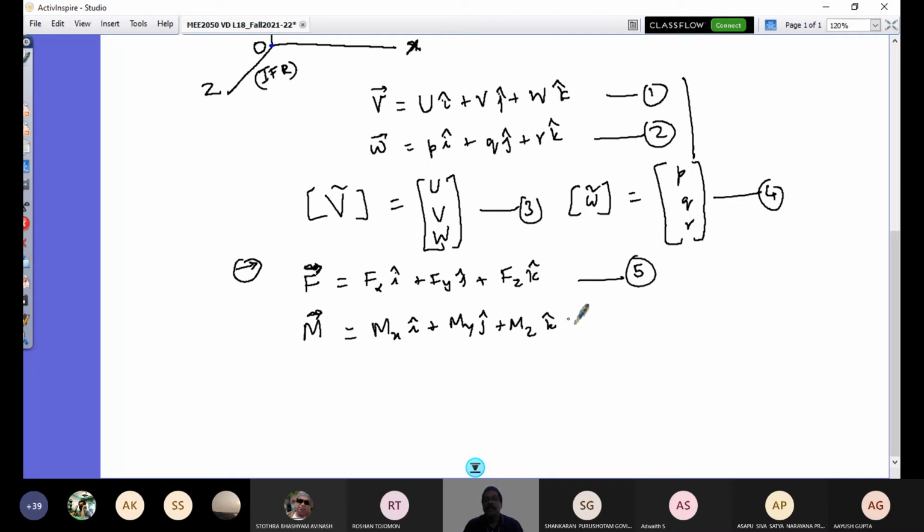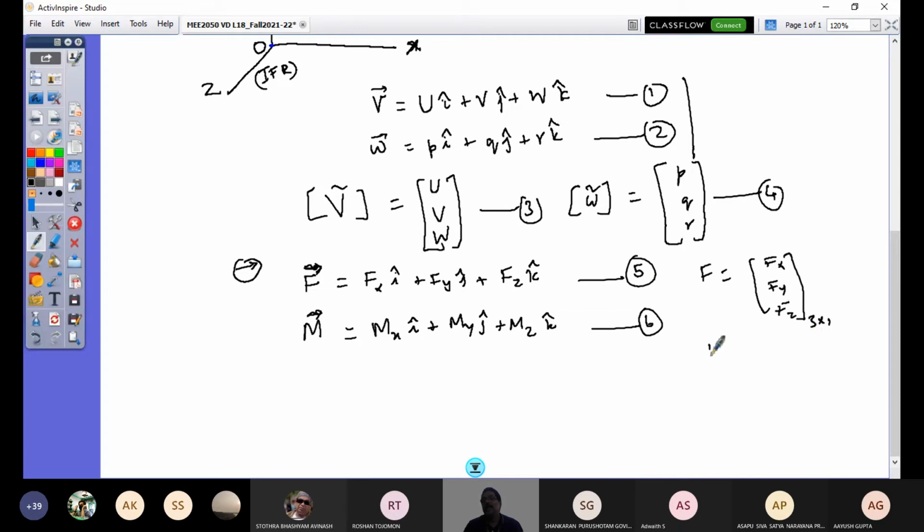So this is my equation 6. Similarly, you can say my F is equal to Fx, Fy, Fz column vector. So this is a 3 by 1 vector, and moment can be Mx, My, Mz. That's a 3 by 1 vector. So this is what I have to get. So how do I get this? And these components, where are they located? They are located in the body fixed coordinate system.